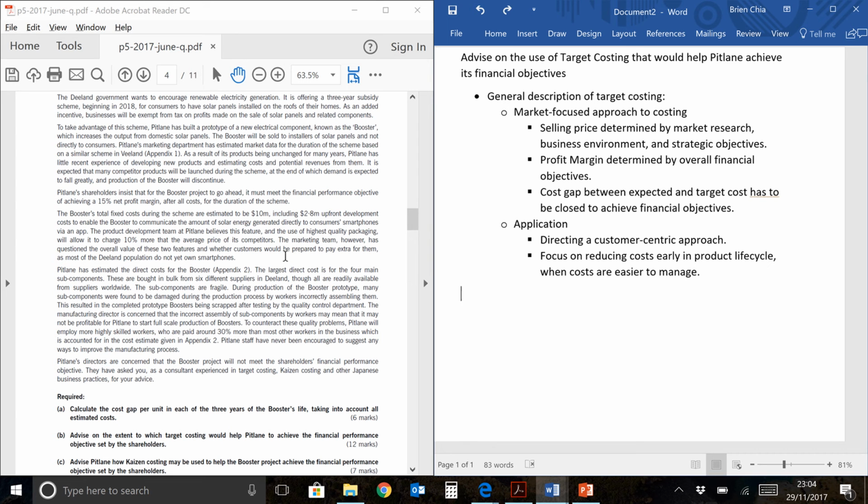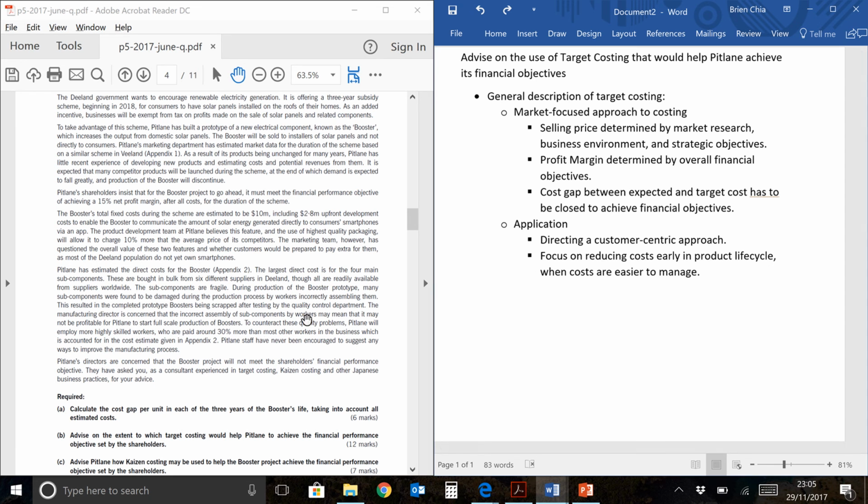We can focus on reducing costs early in the product life cycle when costs are easier to manage. It's much easier to, let's say, redraw a product and take out parts from it before it has been made, rather than when it's already been in production and you have to take out that part. You really need to retool your whole factory. You need to retrain all your staff. That's going to be much more expensive. So basically, when we apply target costing, we're focusing on reducing costs at the design stage, the early research and development stage of the product.